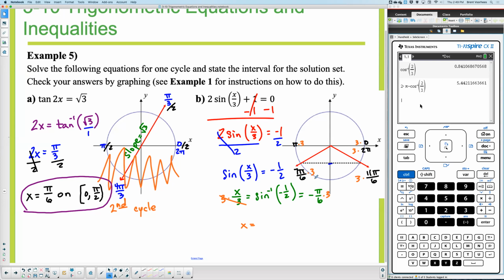So what does that mean? My two solutions would be, what's 7 times 3? Actually, I don't even have to do that. 3 can go into 6 twice, so it would be 7 pi over 2. My other answer, again, 3 goes into 6 twice, so it would be 11 pi over 2. On the interval, starting from 0, what's 3 times 0? 0. And then what's 3 times 2 pi? 6 pi. That would be the interval.